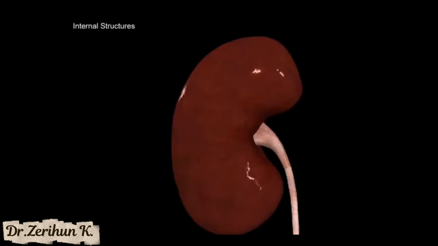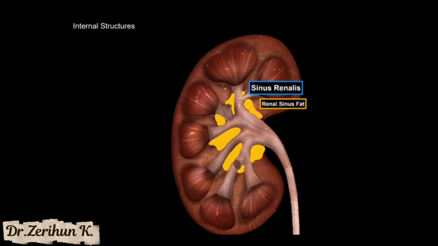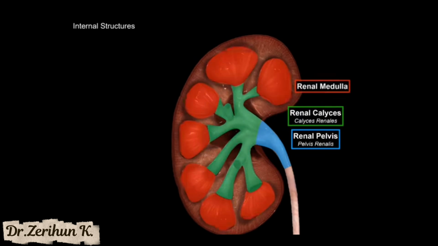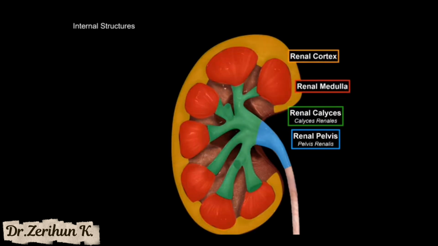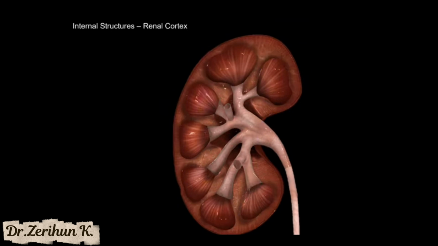The kidney has different internal structures, the renal sinus or sinus renalis, which contains fat. Fat is located within the renal sinus. The renal pelvis is formed from the renal calyx, the renal medulla, and renal cortex. So renal medulla, renal cortex, renal calyx, and renal pelvis, those are the internal structures of the kidney.